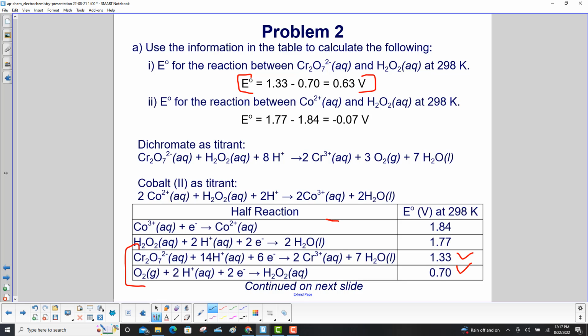Now let's look at cobalt. In this case, this is what's going on. Cobalt 2+ is turning into cobalt 3+. So that's being oxidized. All right. So in that case, the 1.84 comes second. We have the 1.77 minus 1.84, and we get minus 0.07 volts.